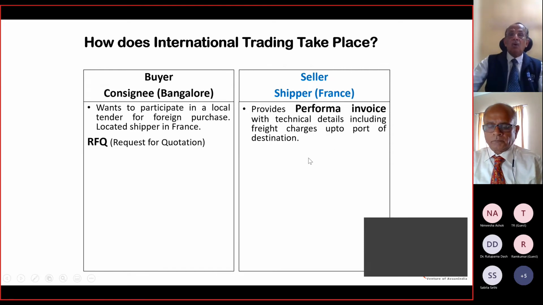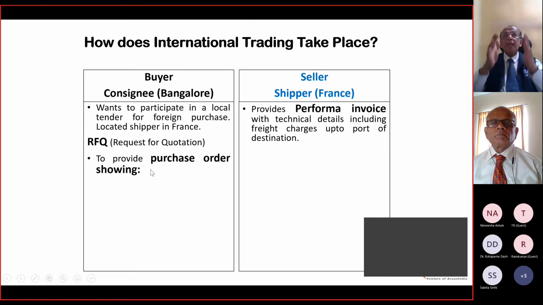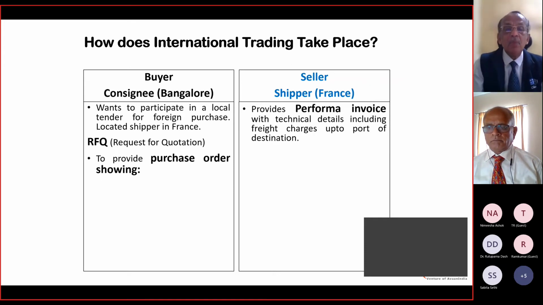Now the proforma invoice comes to the buyer in Bangalore, the trader. Then he makes a purchase order, because the buyer wants to confirm the transaction. When he makes the purchase order, he will put in whatever details have been mentioned in the proforma invoice, plus he will add. For example, he may change the Incoterms according to what he feels is more beneficial to him. He will change the Incoterms.